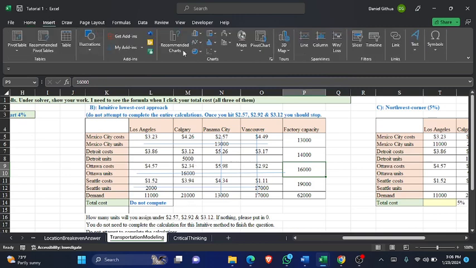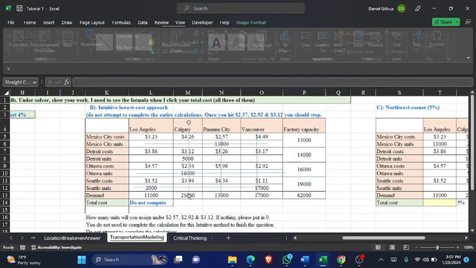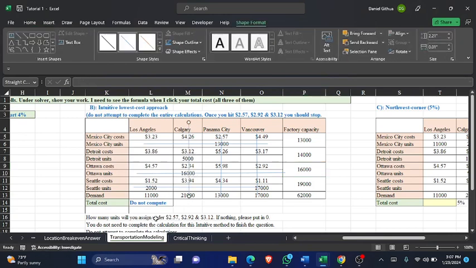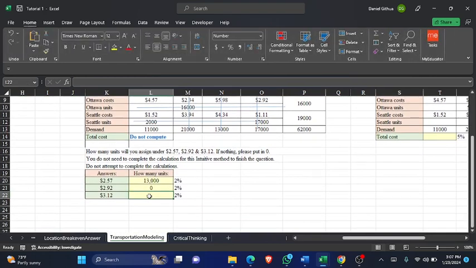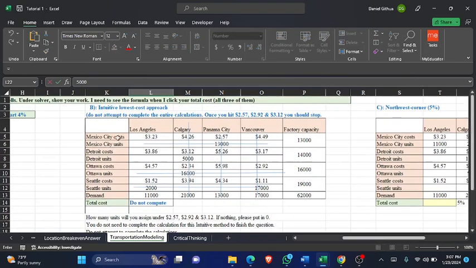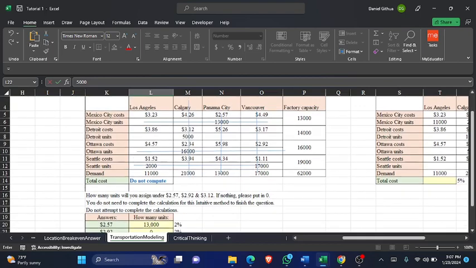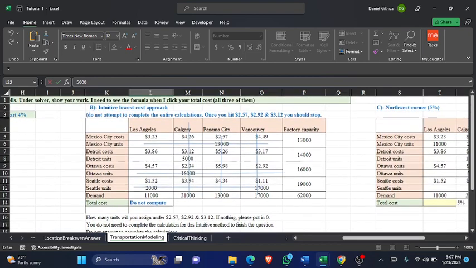Let's check what the question was asking. The question was asking how many units will you assign under 2.57, 2.92, and 3.12? So the units you can assign at 3.12 is 5,000 units. And that's what it was saying. It says do not attempt to complete the entire operation; once you hit that, you should stop. And that is how we do transportation modeling under the intuitive lowest cost approach.